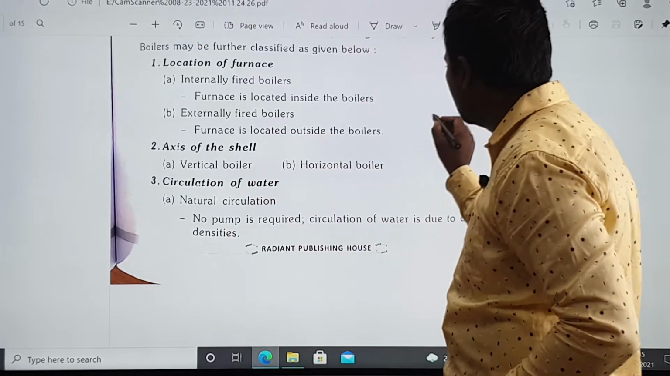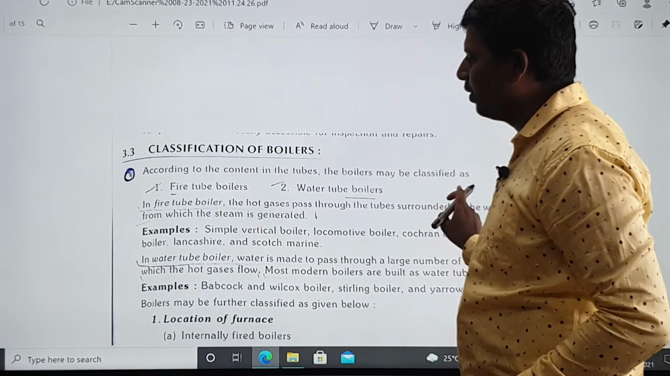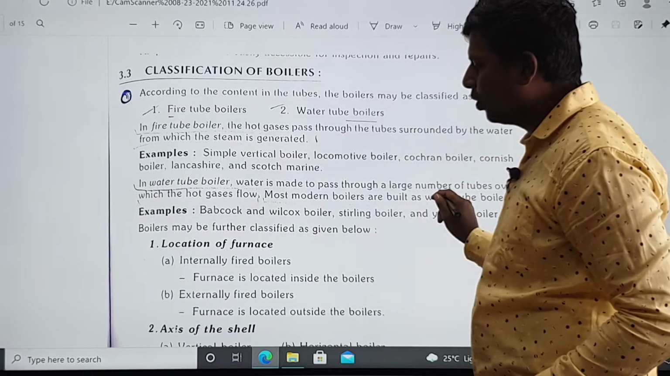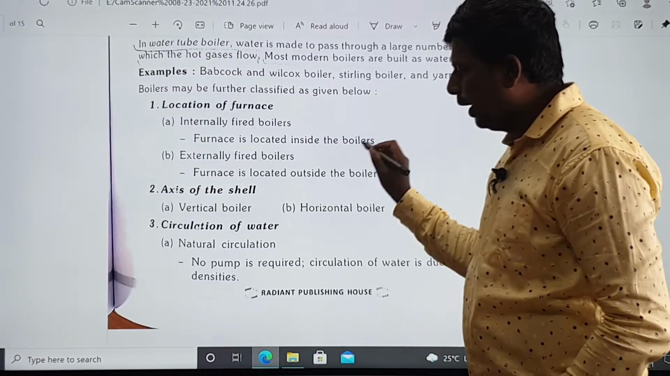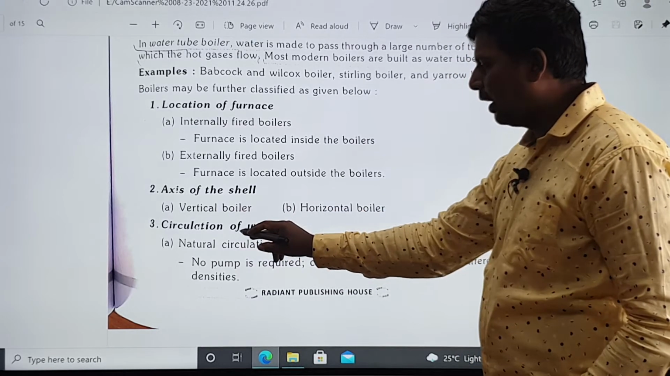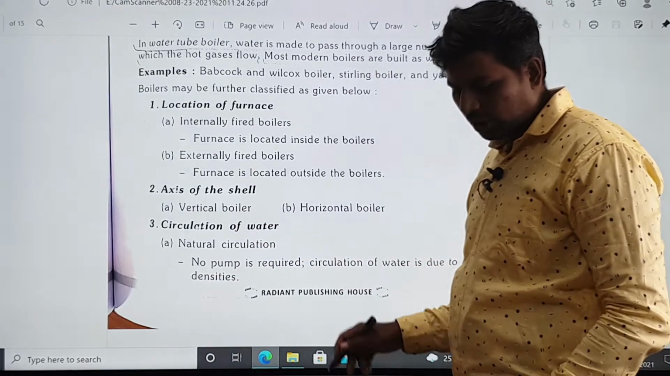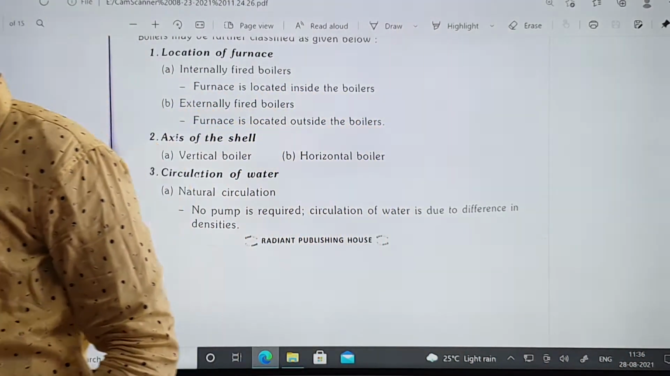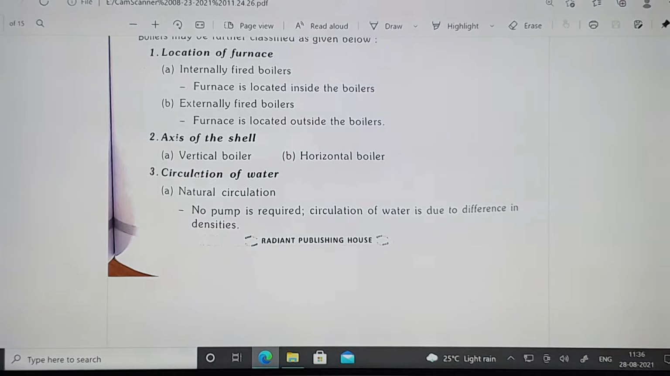Next, axis of the shell. If the boiler is horizontal, or vertical. Then natural circulation, then forced circulation. So like this there is a classification of boilers. After that, what material you are using for the boiler?